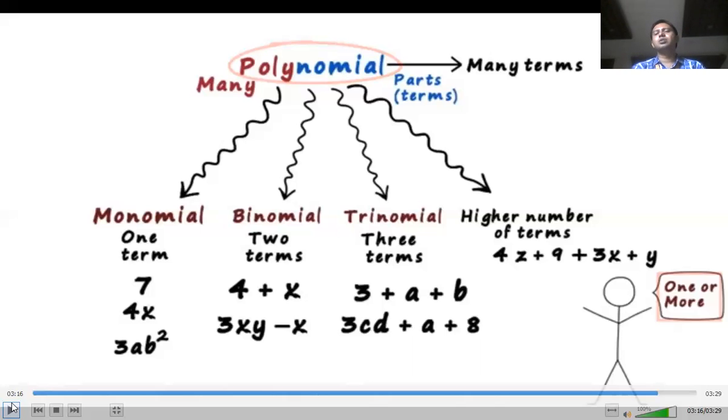If it has four terms, say 4z plus 9 plus 3x plus y, or x plus y plus z plus 5, it is considered a polynomial with more than three terms, that is four terms, five terms. It is also called quadranomial with four terms. So it also has a special name, but we consider it as a polynomial only. An algebraic expression whose exponent of all the variables is a whole number is called a polynomial.